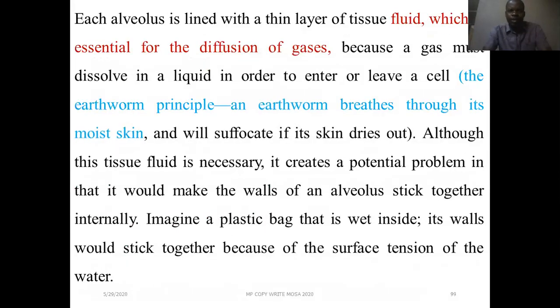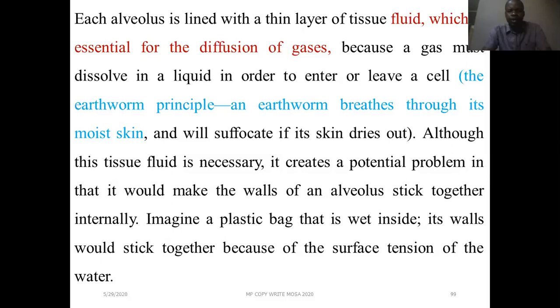Each alveolus is lined with a thin layer of tissue fluid, which is essential for the diffusion of gases, because a gas must dissolve in a liquid in order to enter or leave a cell. The earthworm principle: an earthworm breathes through its moist skin and will suffocate if its skin dries out.